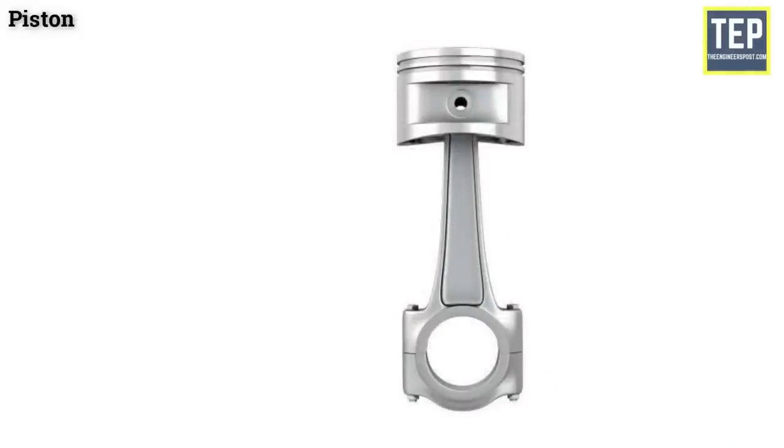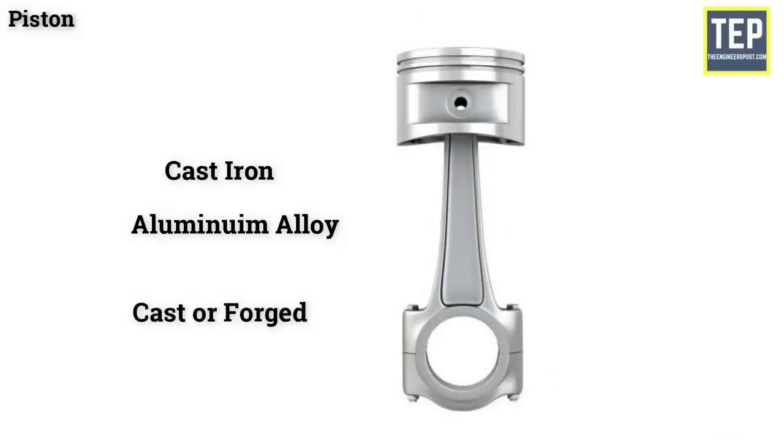The material used for the piston is mainly cast iron and aluminium alloy. It may be either cast or forged.